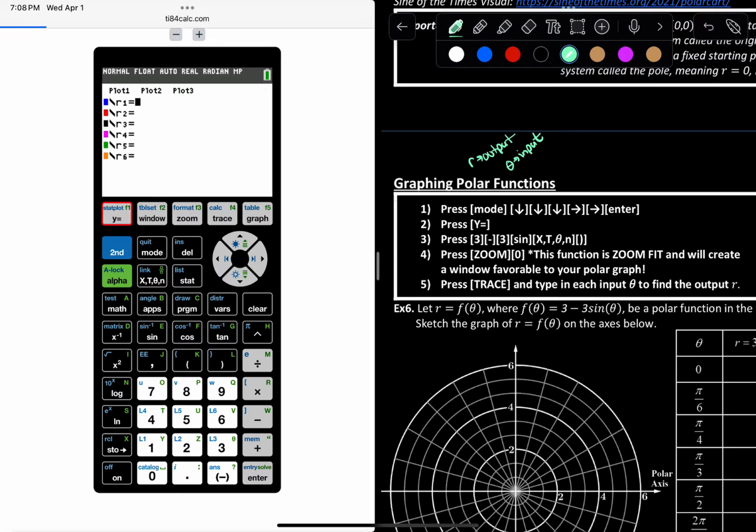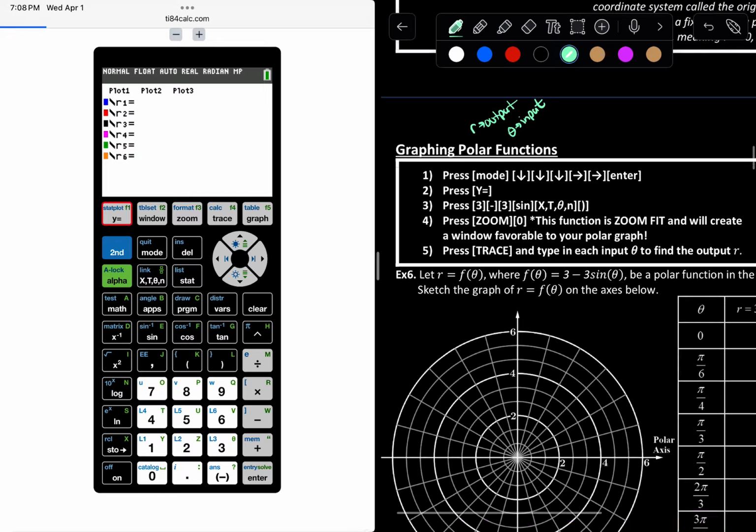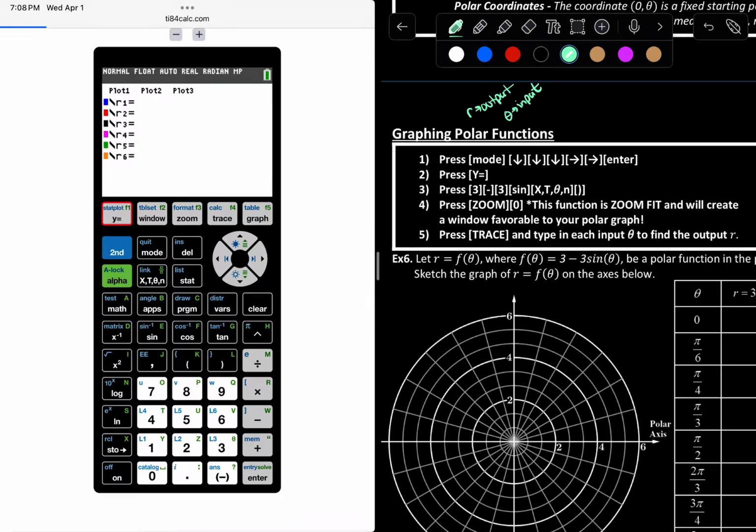All right, once you do that, go ahead and hit y equals. Now you're going to see that instead of seeing y equals, you're going to see r equals, and that's because r is the output. So we're going to input a function where the independent variable is theta, which is given in example 6. So let r equal f of theta. This is the same relationship for y equals f of x. r is the output and theta will be our input, where f of theta is equal to 3 minus 3 sine theta. So I'm going to plug that into my calculator.